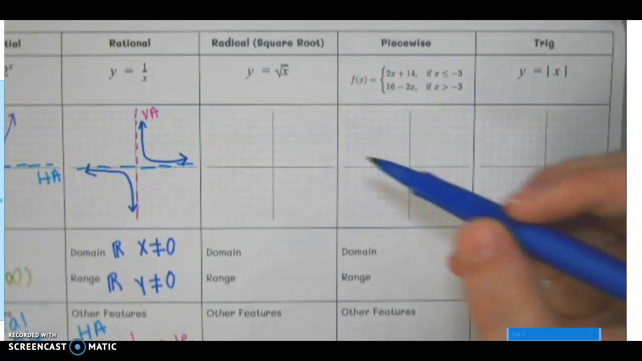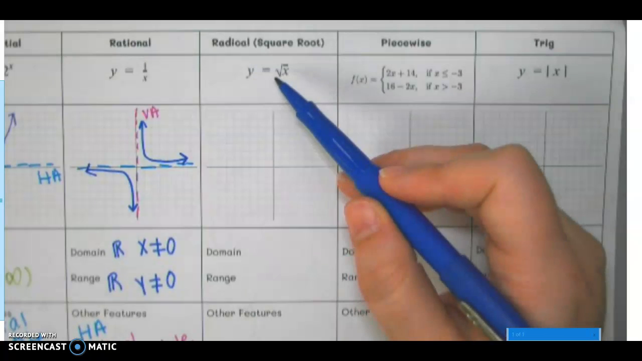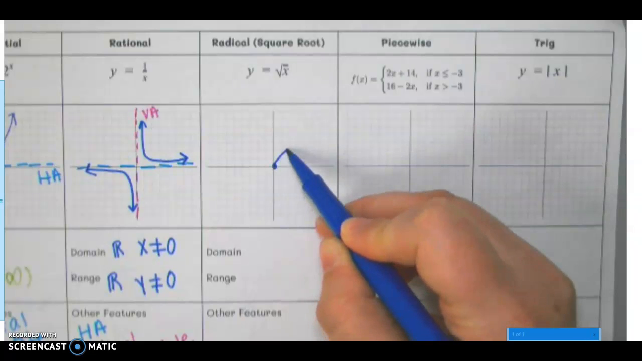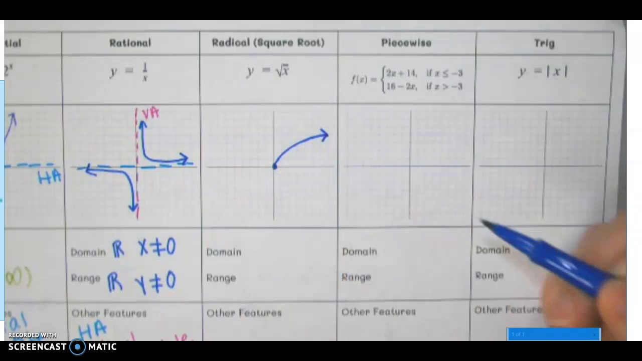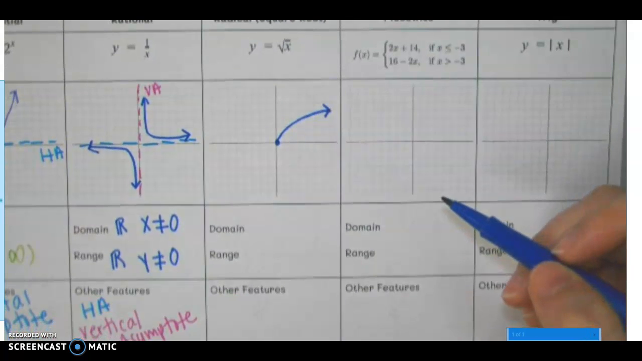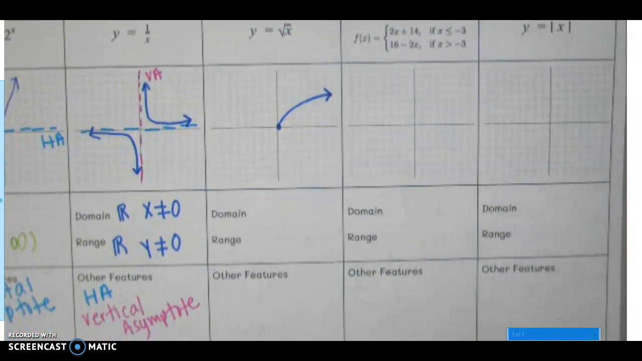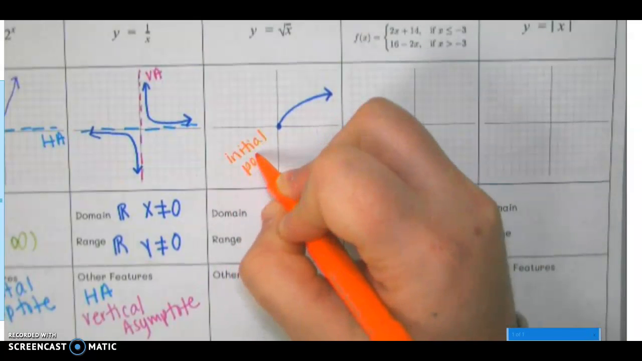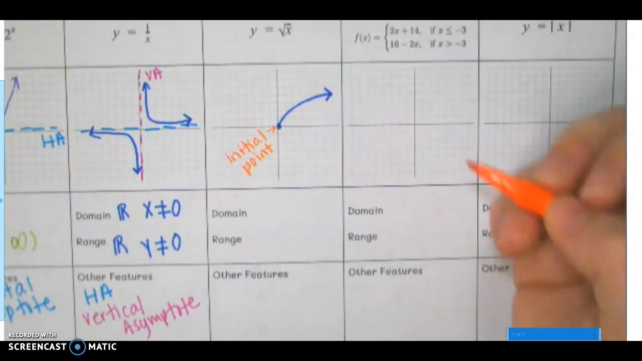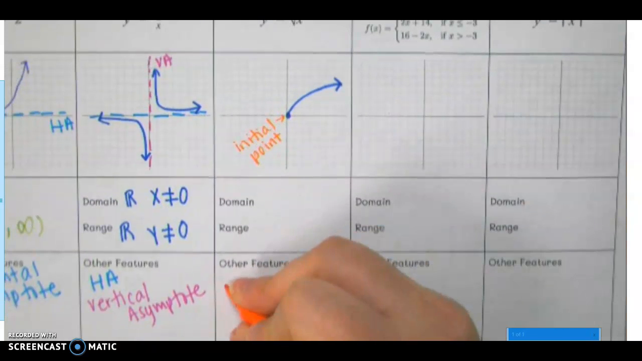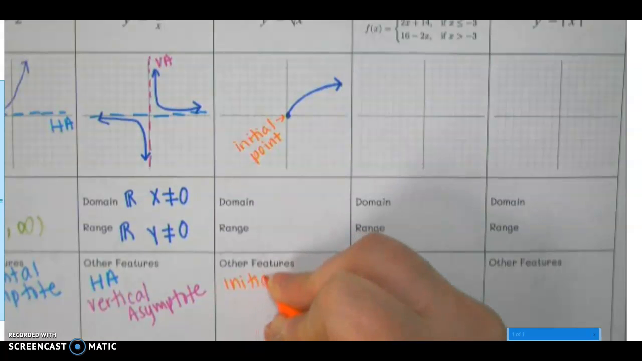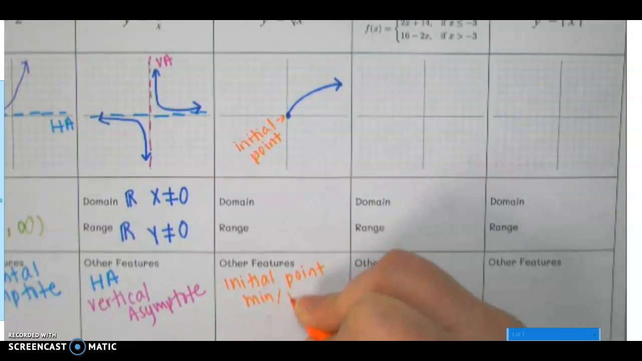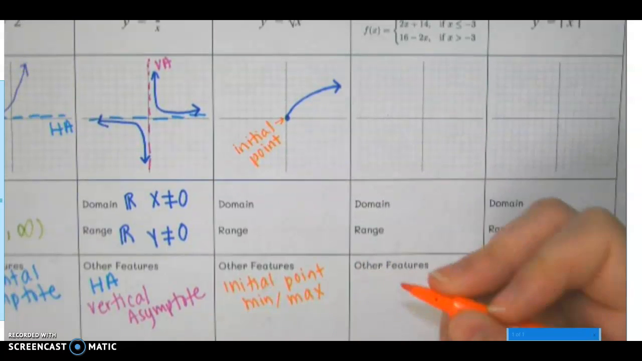All right, a square root function, also called a radical function, will have the square root sign. A square root function, the parent function starts at the origin and then kind of curves up. So we call this the initial point. And in this case, it is also a minimum of the graph. So the initial point will be a minimum or a maximum, depending on how we flip the graph around.